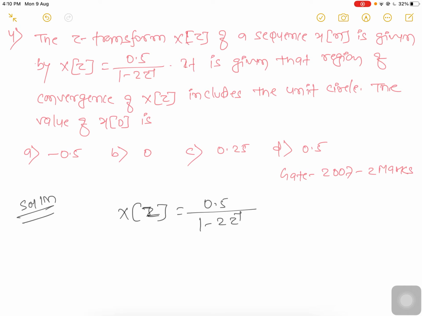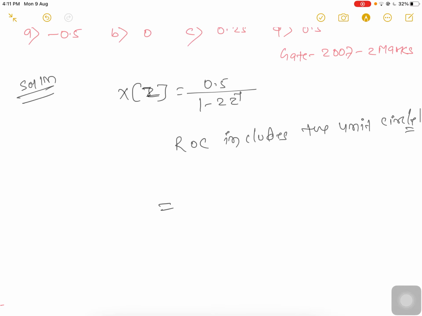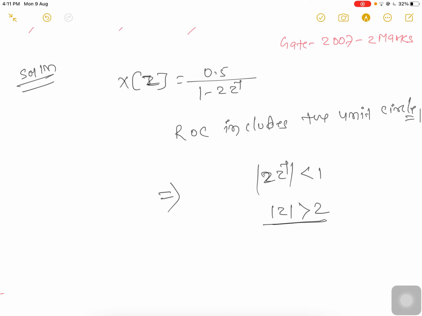Okay, so the ROC includes the unit circle. If you are taking 2 z inverse, 2 minus z inverse less than 1, then what will happen? Mod z greater than 2 and the system will not be stable. So this is the condition for right-handed signals.